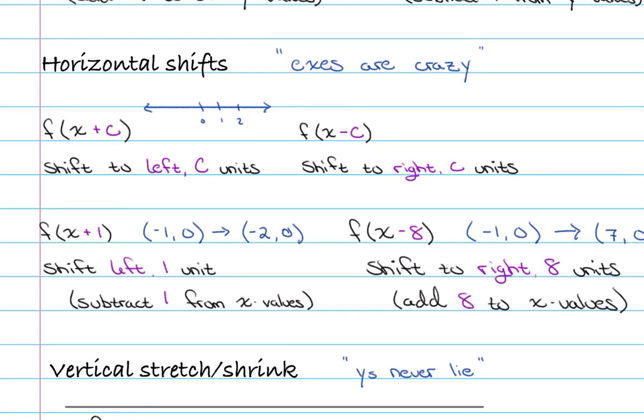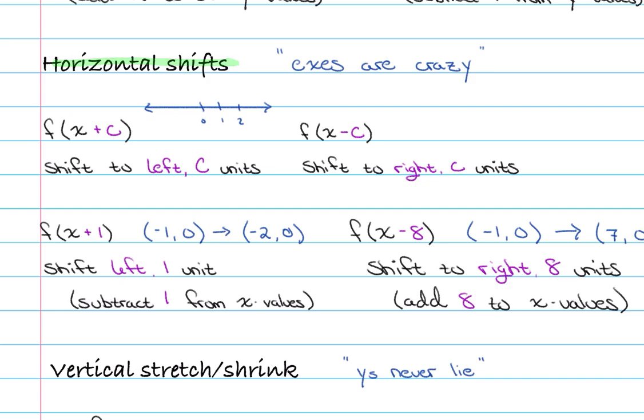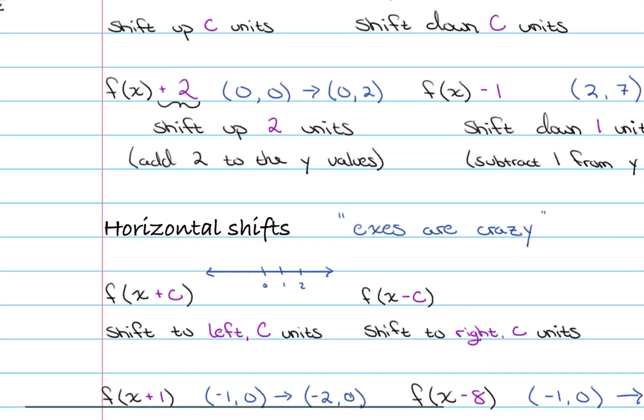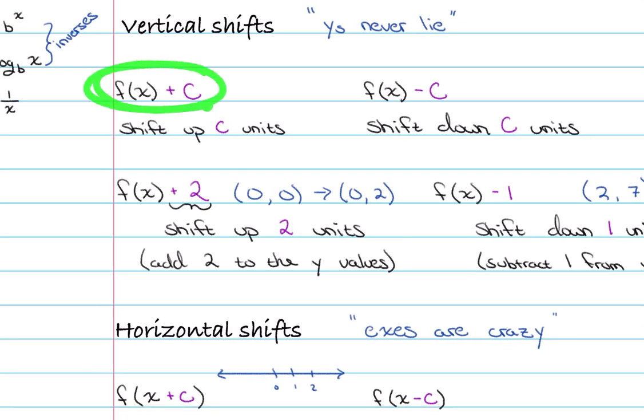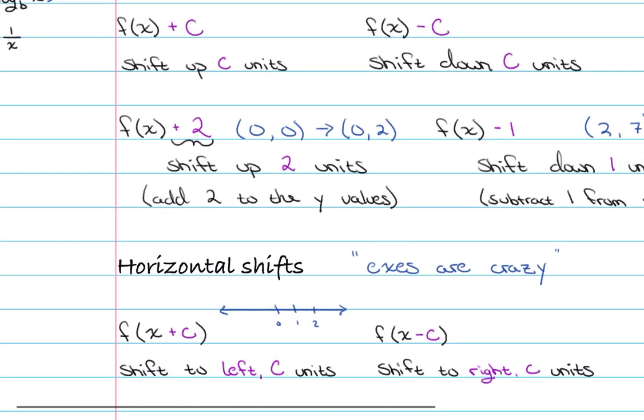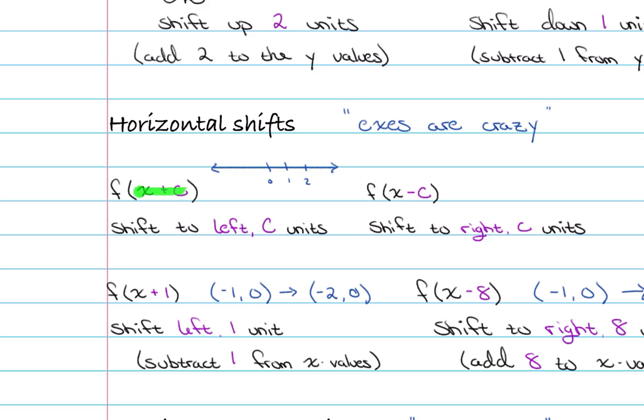So we've covered vertical shifts up and down. Notice where the C is. For a vertical shift, the plus C is outside of that parentheses. It is acting upon the entire function. The horizontal shift, it would be inside parentheses, and it is acting upon that x, that independent variable.